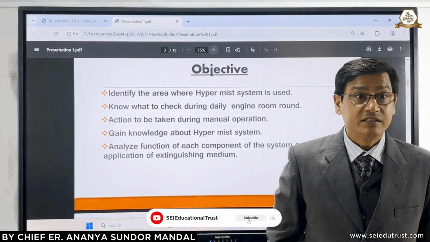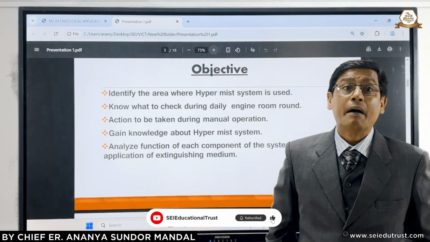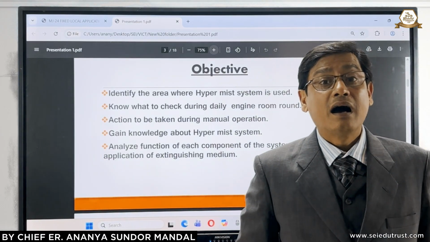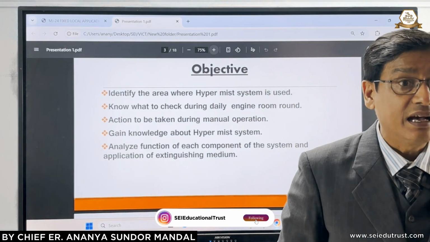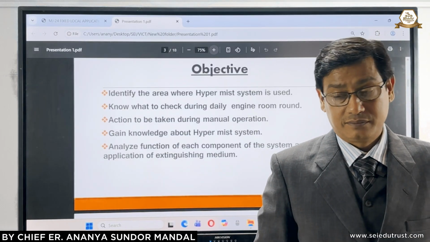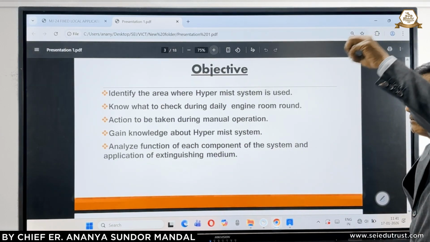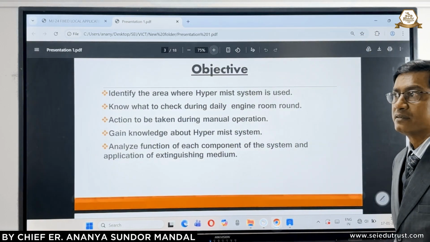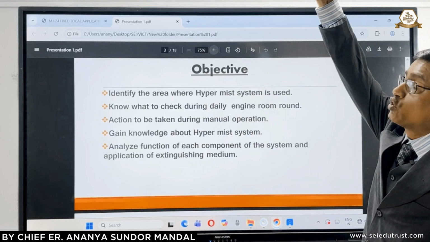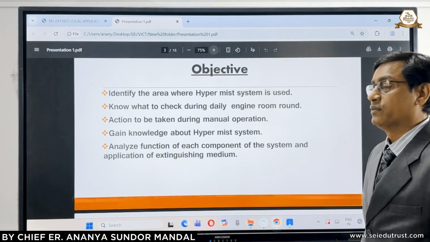What is the advantage of mist? Mist has high surface area to mass ratio. Number one. And we are spraying the mist from the top of the fire.